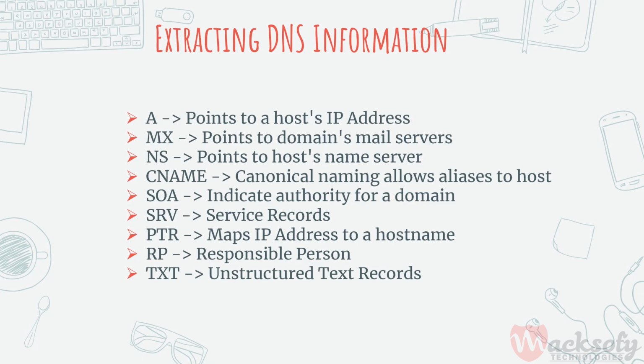So make sure you remember all these flags. The flag A points towards a host IP address. The MX flag points towards the mail servers. NS stands for the name server. CNAME, also known as canonical naming, allows aliases to a host. SOA indicates the authority for a domain. And SRV stands for the service records. PTR maps the IP addresses to a host name. RP shows the responsible person. And TXT stands for the unstructured text records.